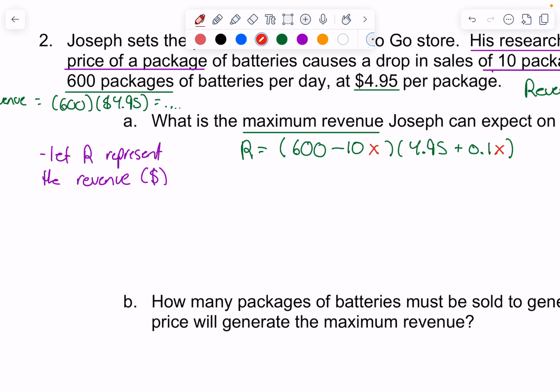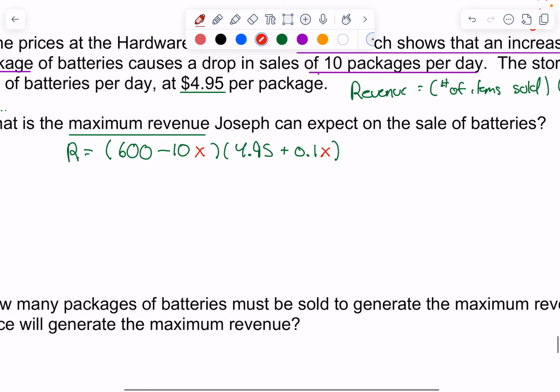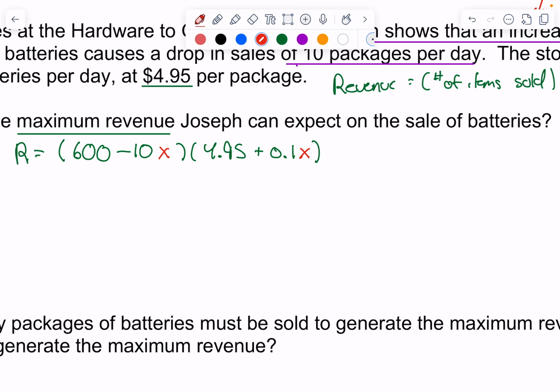So let X represent the number of changes, okay? So think, if X was 2, okay, so if you did 2 changes, well, you'd be going up 20 cents in price, but you would sell 20 fewer batteries, all right? And then you'd multiply them and get your revenue.